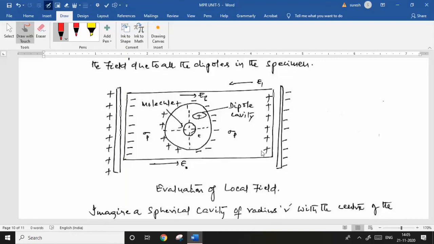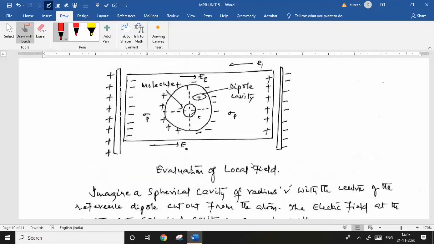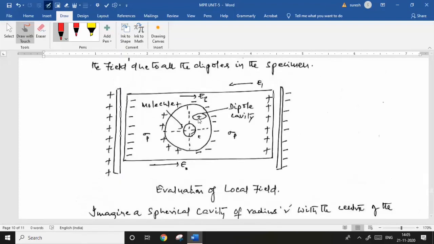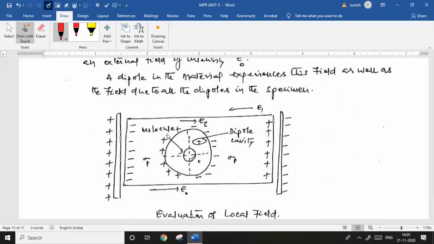Okay, cavity means pole. Evaluation of local field. How to evaluate the local field? If you look at this diagram, there is a spherical cavity existing in a horizontal line, and on either side of this diagram we have two capacitors. One is completely positively charged, another one is negatively charged.